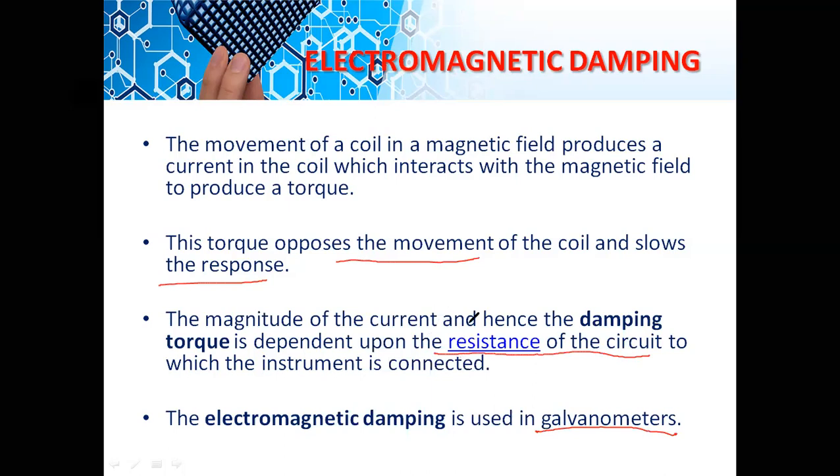Because if the resistance of the circuit is high, the magnitude of the current is going to be less. If the resistance is less, the magnitude of the current is going to be more. More is the current, more will be the damping torque. This is how the electromagnetic damping is used in galvanometers.